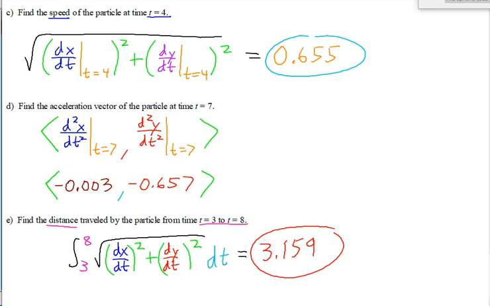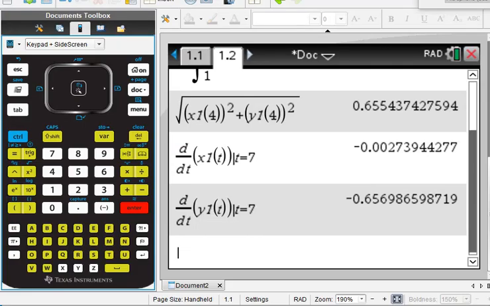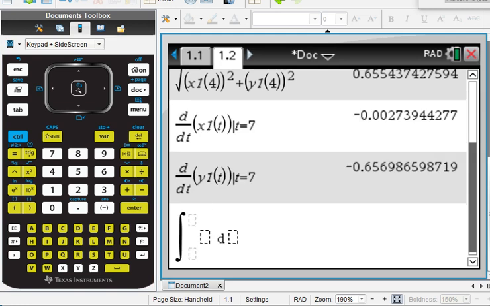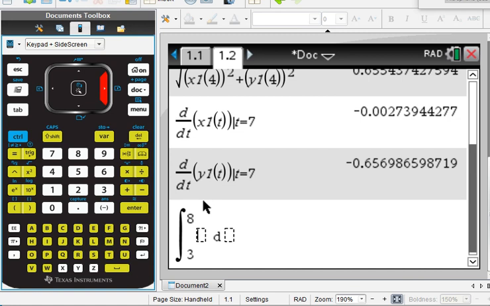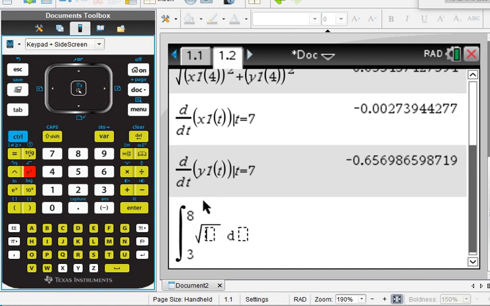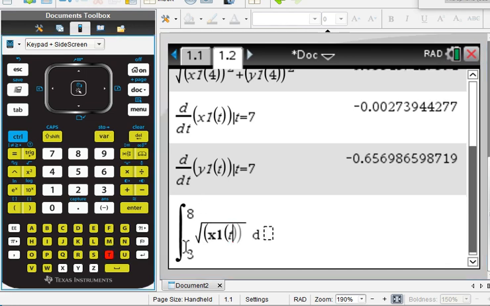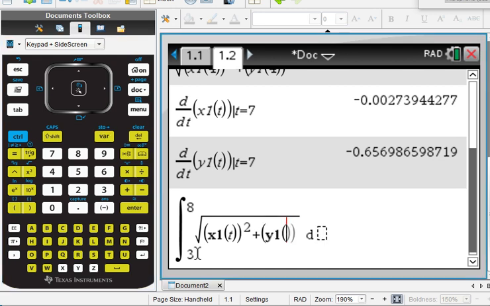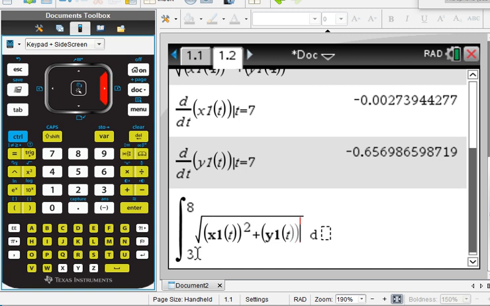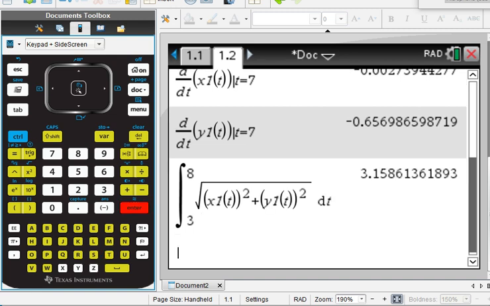And on the Inspire, just go the integral here from 3 to 8. Square root, then open parentheses, x1 of t squared plus open parentheses y1 of t squared, and then put the t right here for dt, and you get the same answer.